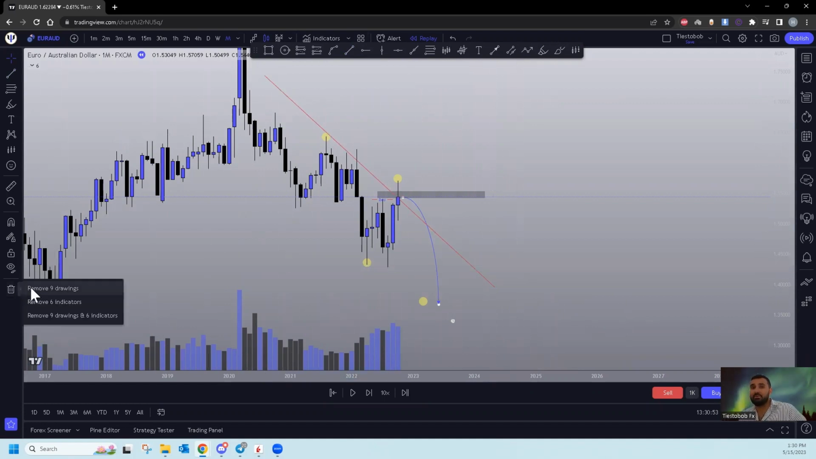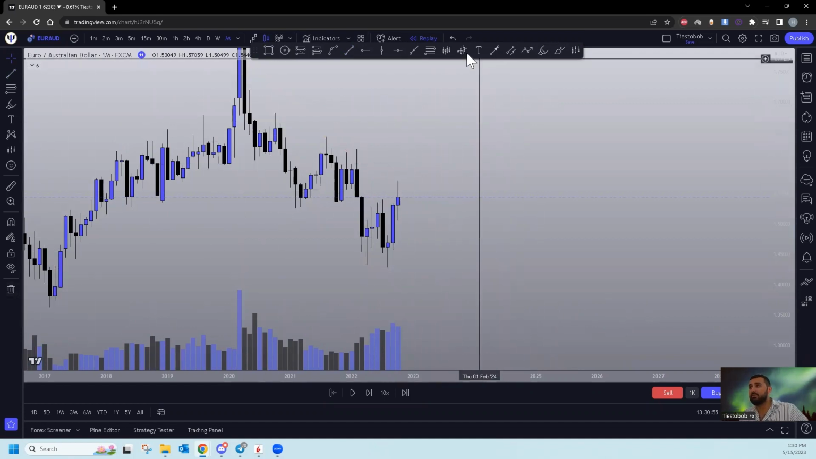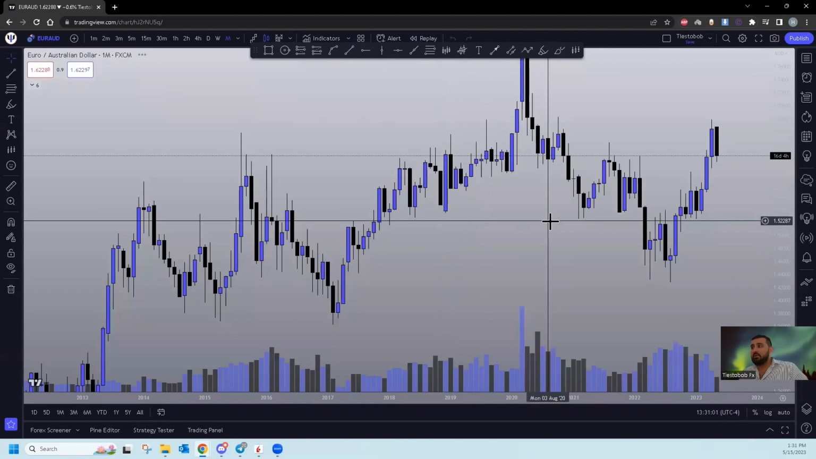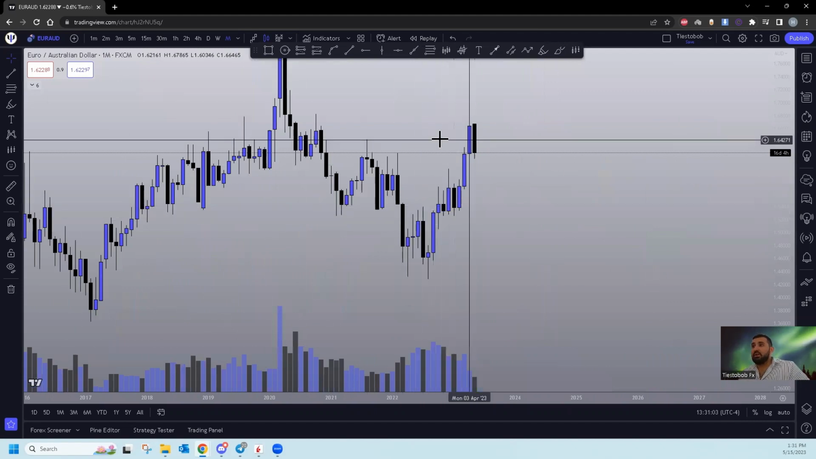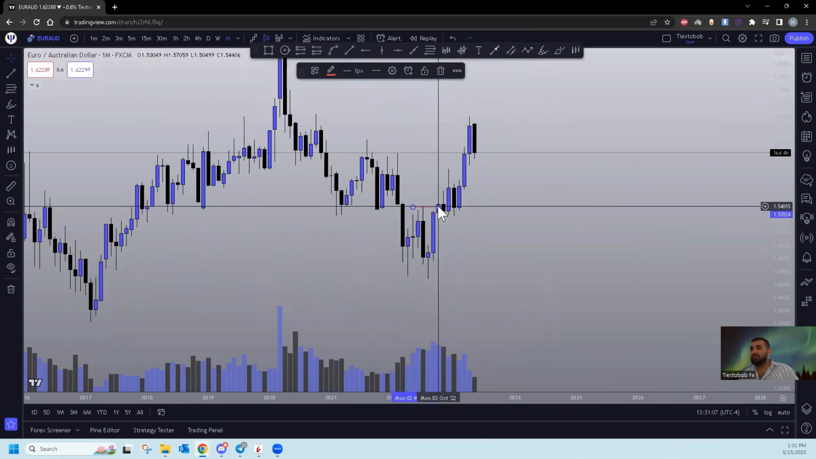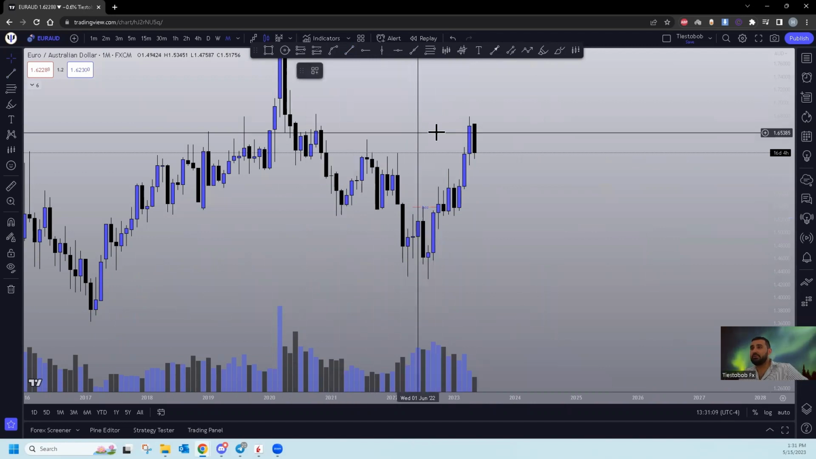However, that's not what happened. As you can see, if I remove the replay, that's not what happened. Price broke to the upside. So what we essentially have is this break of structure, so we've noted that on our chart.